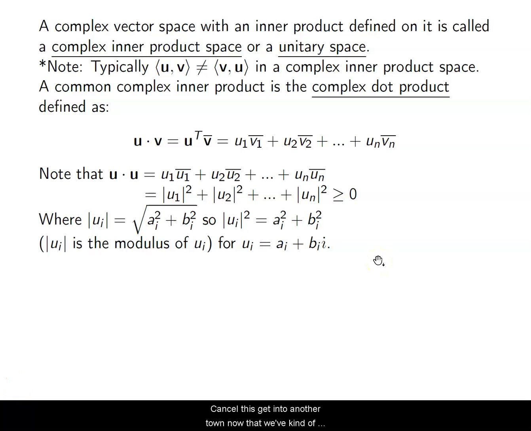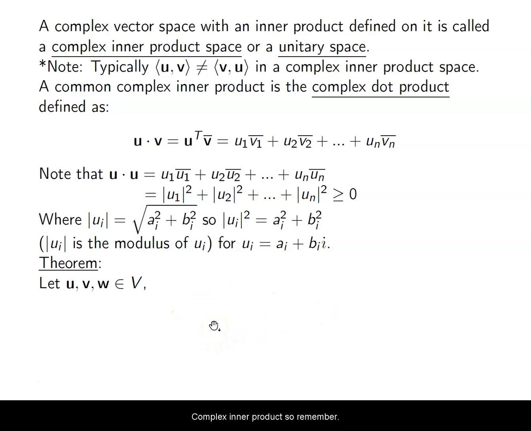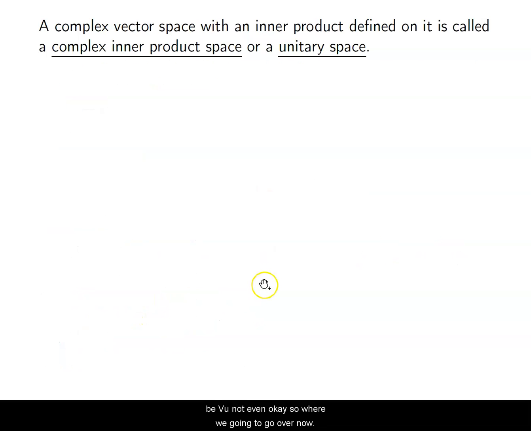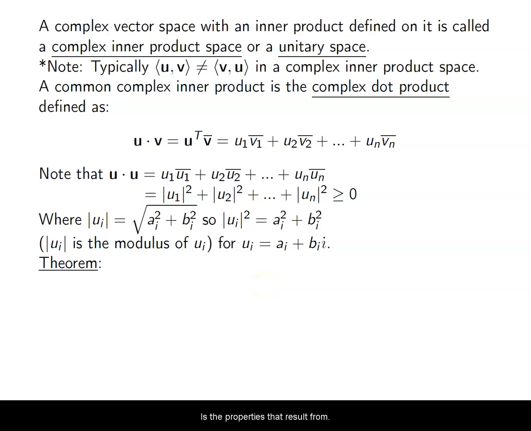All right, so let's get into another theorem now that we've discussed some of the standards for the complex dot product. The next one is, again, let's have 3 vectors in V. Just as a heads up, these are properties of the complex inner product. These are not the conditions to be a complex inner product. This is the definition of a complex inner product: if you want to have one, you have to satisfy these 4 conditions. Again, this should be VU, not UV. So what we're going to go over now is the properties that result from a complex inner product.